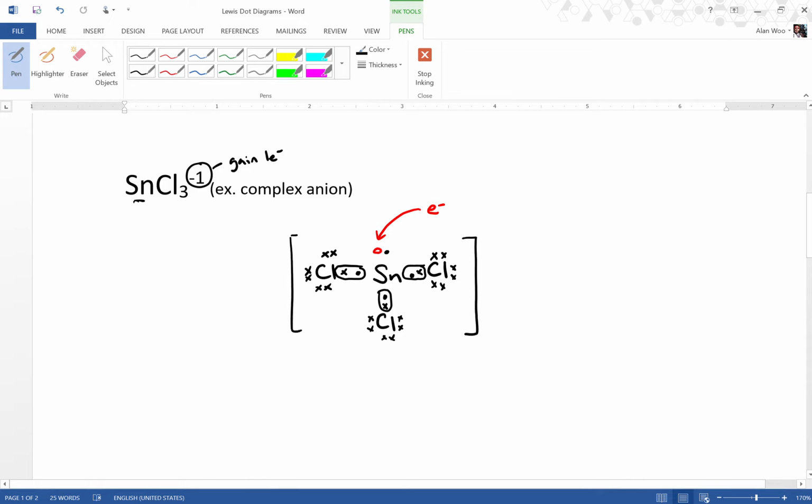Okay, and because it's an ion, it needs brackets. And since you've gained 1 electron, you need to put in the charge. Okay, so it has a 1 minus charge. So this is the correct electron dot diagram or Lewis dot diagram of tin chloride, -1.